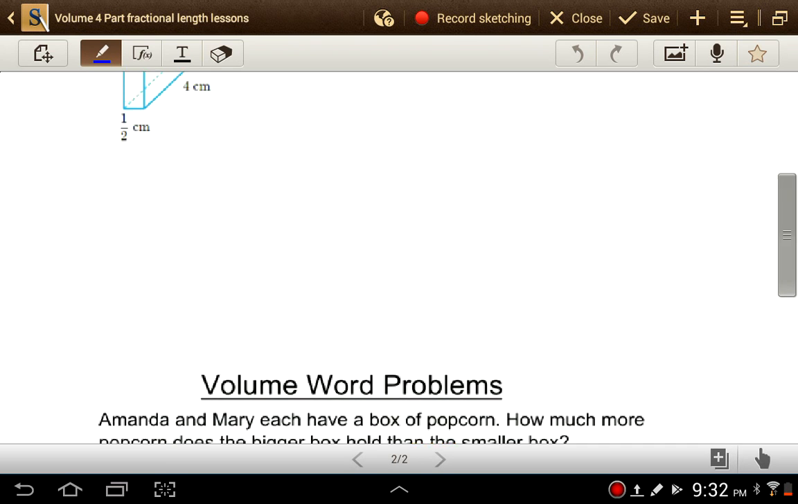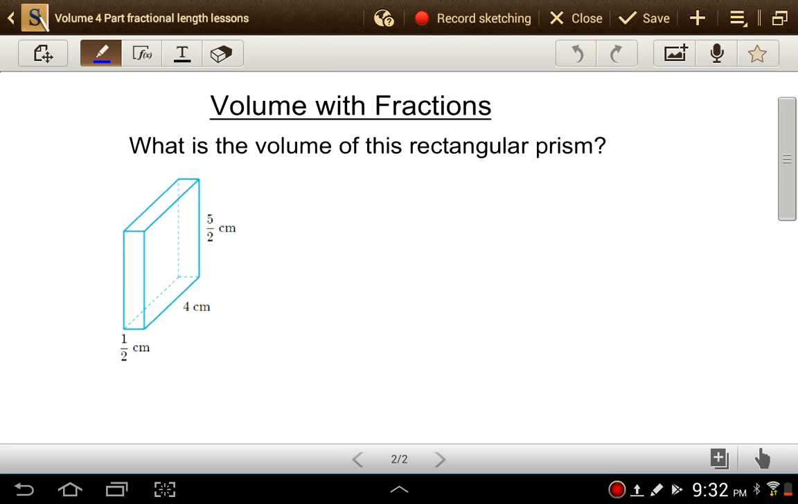In our next example, we're going to be working volume with fractions. So I'm just going to give you a problem. We have fractions in there. So this is just the volume of a rectangular prism. So I'm just going to do volume equals length times width times height. And then I'm going to substitute my numbers in there. So volume equals 1/2 times 4 times 5/2. I'm going to convert 4 to 4/1 so that I'm multiplying fractions.